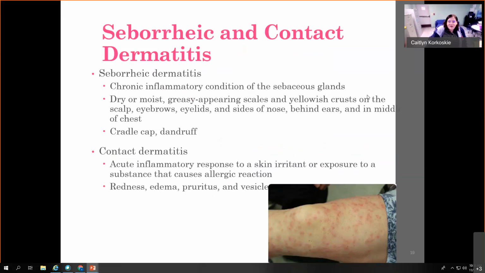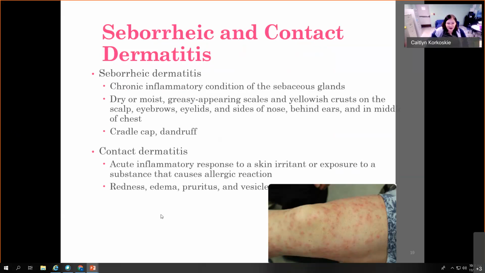Okay, so contact dermatitis, seborrheic or contact dermatitis. Seborrheic dermatitis is a chronic inflammation caused by one of the sebaceous glands. Their skin will appear dry or moist, either one, kind of scaly, yellowish, and crusted over. This usually happens on the scalp, eyebrows, eyelids, the sides of the nose, or behind the ears. It can also be known as cradle cap. If you have ever seen cradle cap in newborns, they develop the dermatitis on the top of their head.